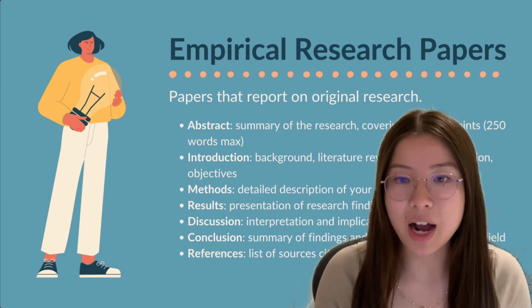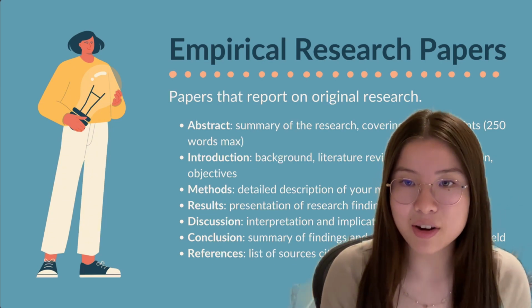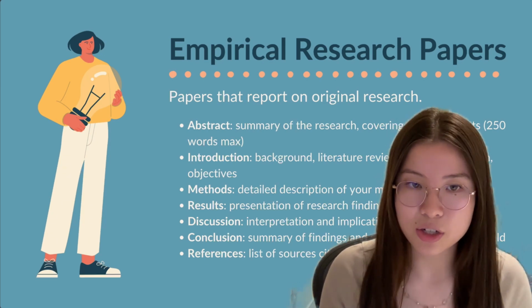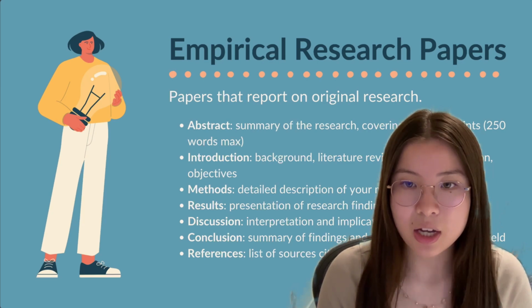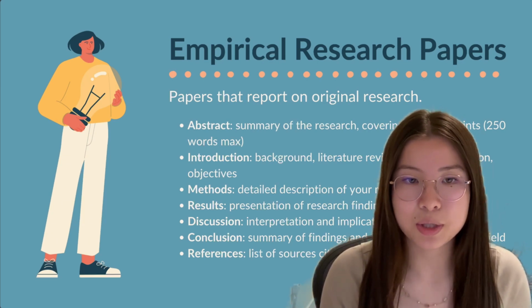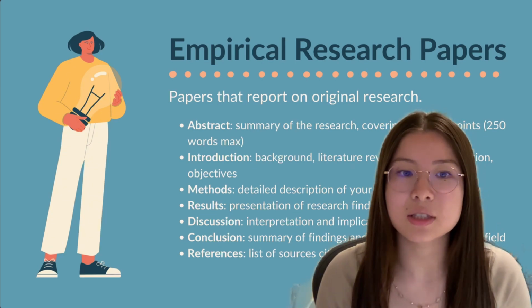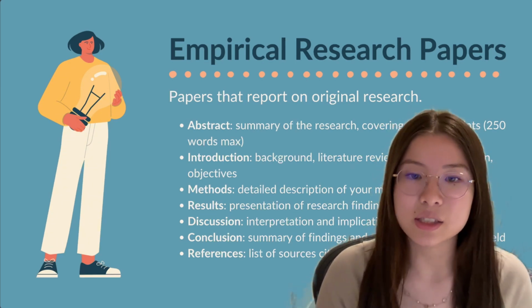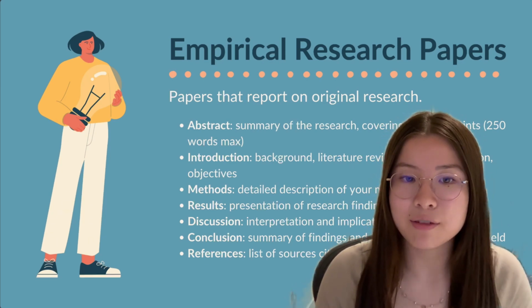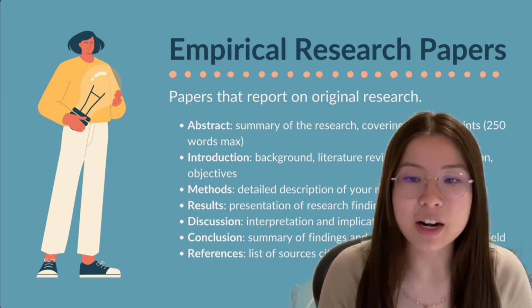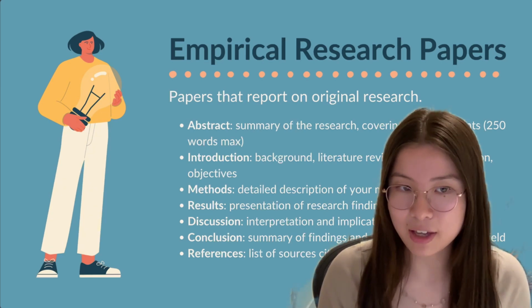So you'd start with an abstract that summarizes your study, followed by an introduction that provides background information and states your research question and objectives. And then the methods section would detail how you conducted your study, including the materials and procedures used. The results section will present your findings, often with data and visualizations like graphs or tables. The discussion would interpret these findings and explain their implications and how they fit into the broader field. And then finally, the conclusion would tie it all up and summarize your findings and their significance.